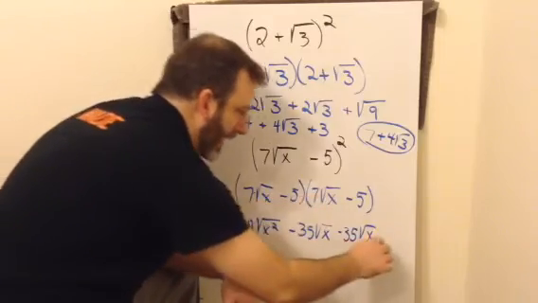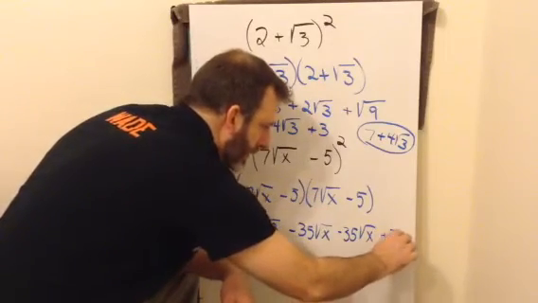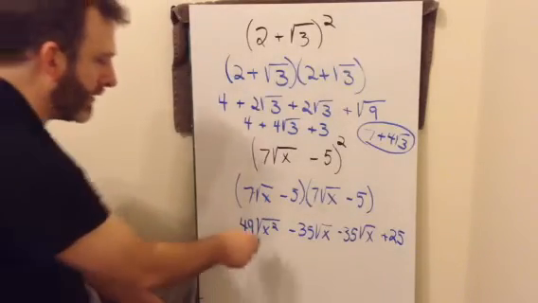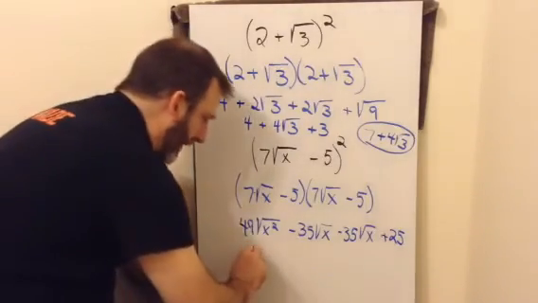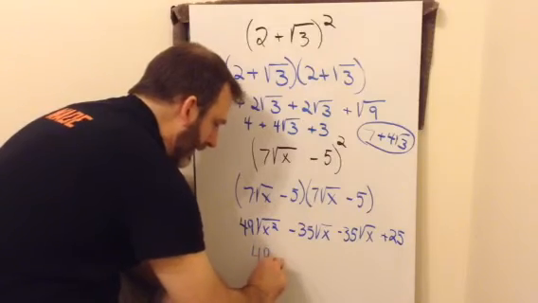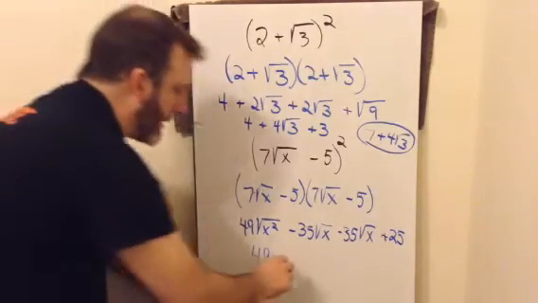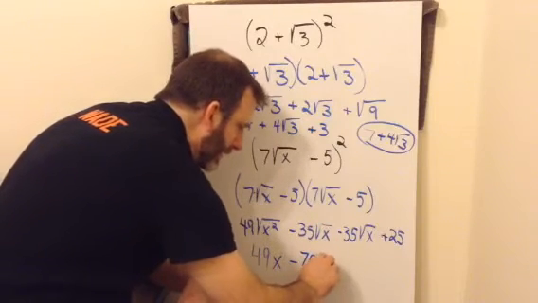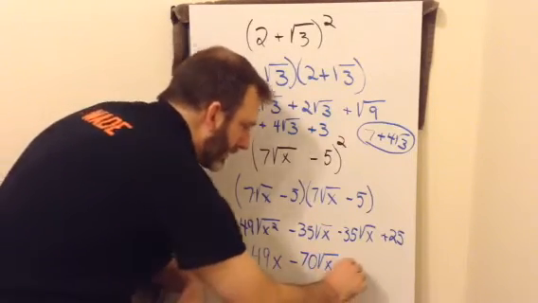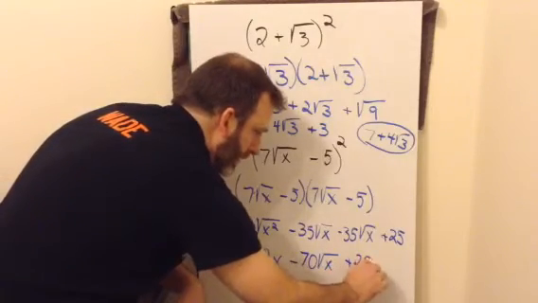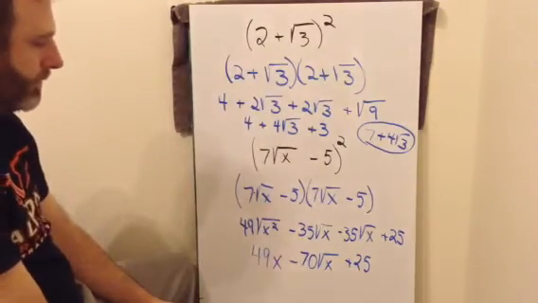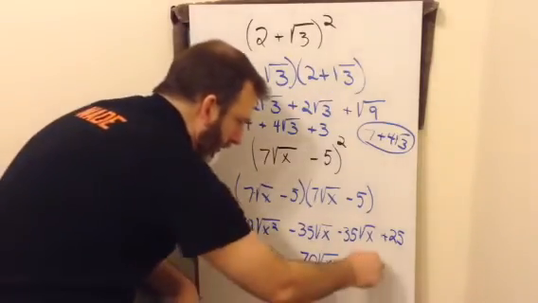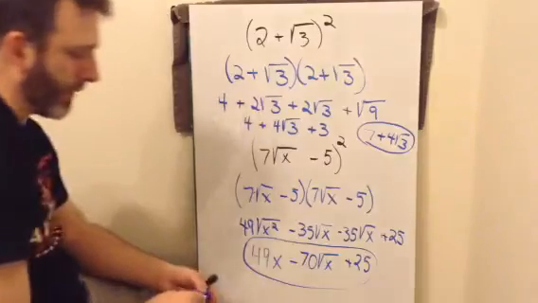Negative 5 times negative 5 is a positive 25. Simplify where you can. Power matches index. This is going to be 49x. Negative 35 minus 35 is negative 70 square root of x plus 25. Okay, so we don't have any like terms, so we can have any order of that trinomial.